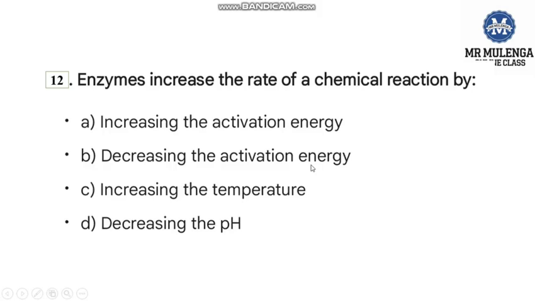Our question 12 reads, enzymes increase the rate of a chemical reaction by dash. A. Increasing the activation energy, B. Decreasing the activation energy, C. Increasing the temperature, D. Decreasing the pH. So here we are looking at how enzymes are able to increase the rate of a chemical reaction. Okay, so enzymes are able to increase the rate of a chemical reaction by decreasing the activation energy. So our correct answer here is B. So we now move on to our next question.